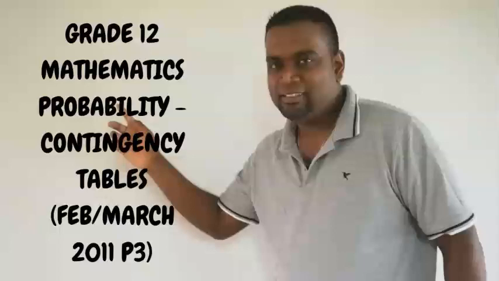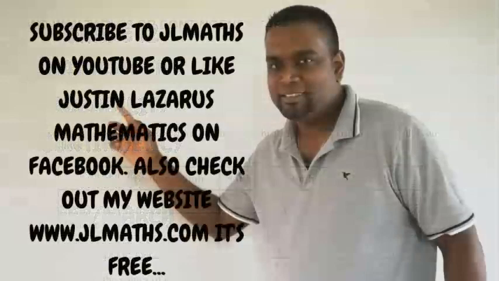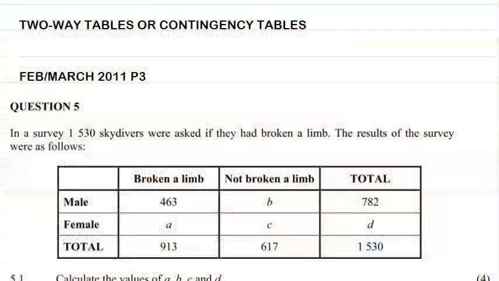Hi guys, and welcome to another video, and today we're going to be looking at two-way tables or contingency tables. Now, what are two-way tables or contingency tables? Well, basically contingency tables show the relationship between two or more variables. They are often used to determine whether events are independent or not. And they are used to solve probability problems.